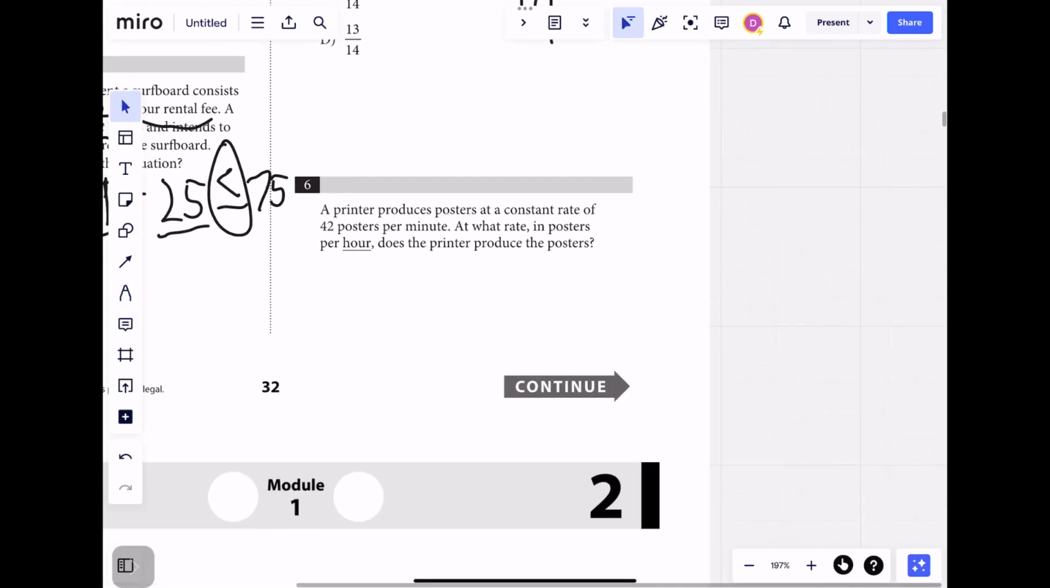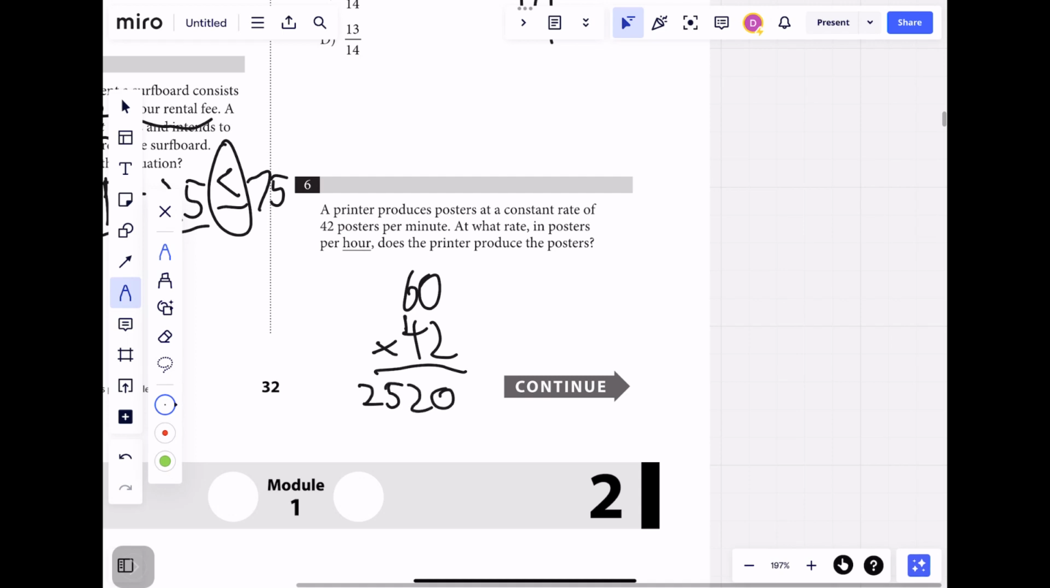A printer produces posters at a constant rate of 14 posters per minute. At what rate in posters per hour does the printer produce posters? So it's 42 posters per minute, and it's asking for how many in an hour. There are 60 minutes in an hour, so there's going to be 60 times 42 posters per hour. And if you plug that into the calculator, you're going to get 2,520.